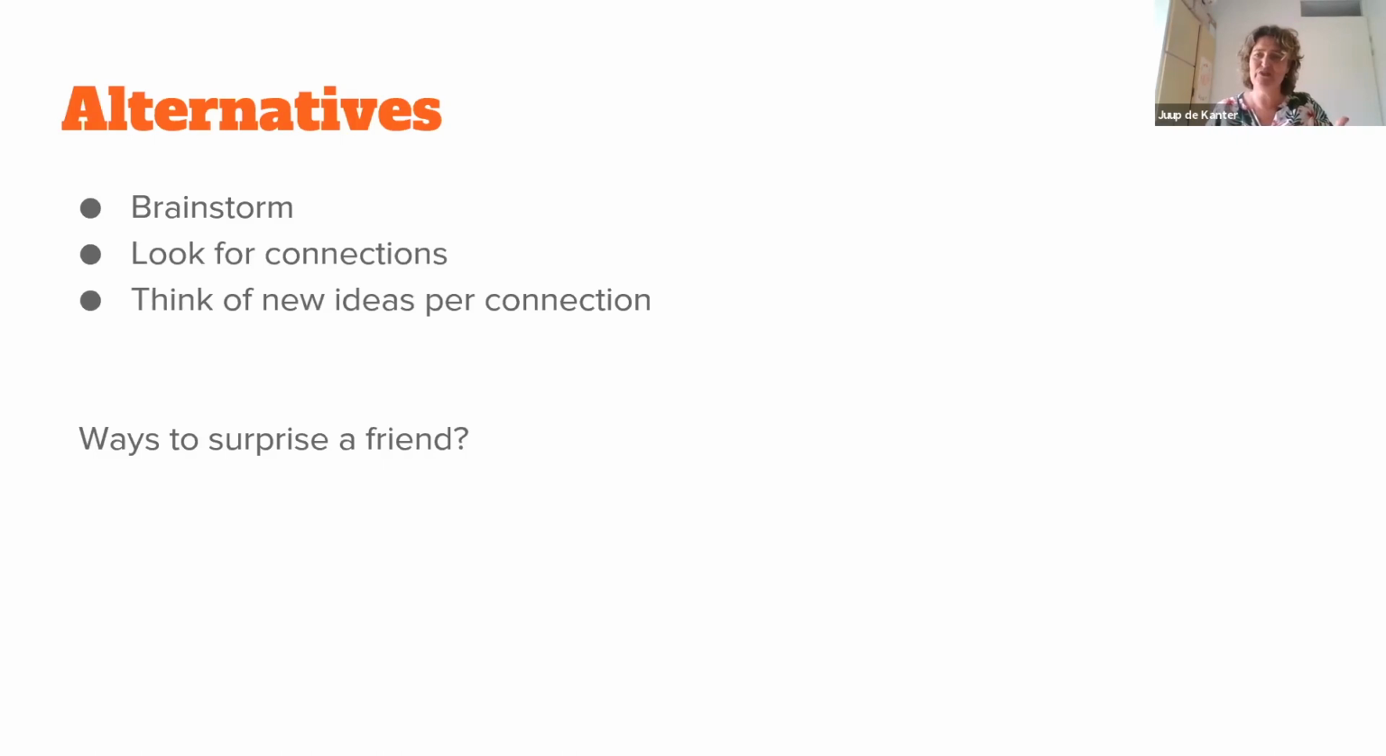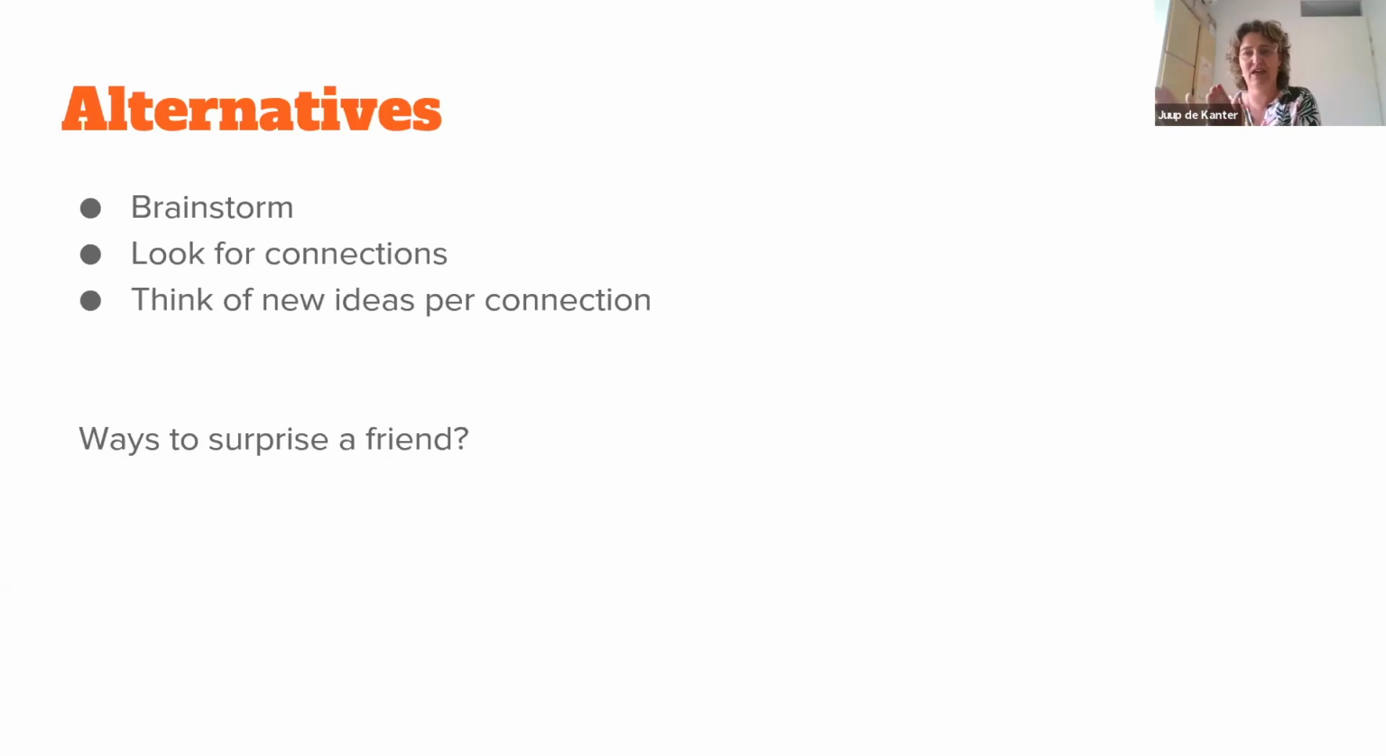Then in your list of ideas, you try to find some connection points. For example, I can send him flowers, I can send him a card. It has the connection sending stuff. So then you combine this connection with the focus. What can I send to surprise my friend? I can send him a cake, I can send him flowers, I can send him a plant, etc. So you come up with new ideas.